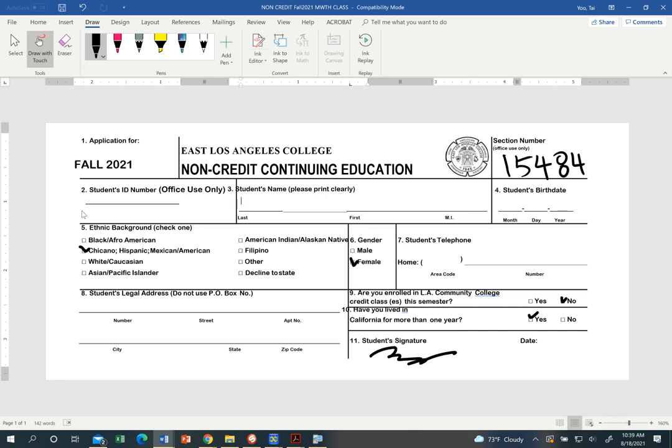And you don't need to fill this one out right here. Do not put our student ID. All right, make sure your address is the same as the school address. And don't worry, they're not going to check up on your address or anything like that, okay?